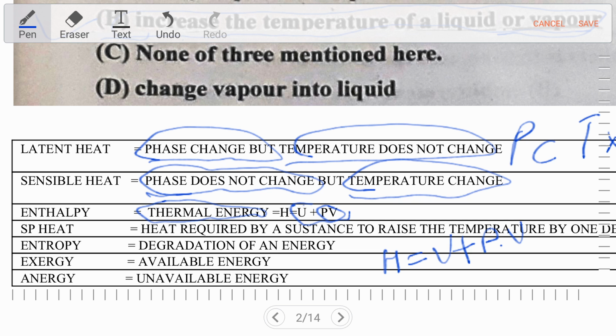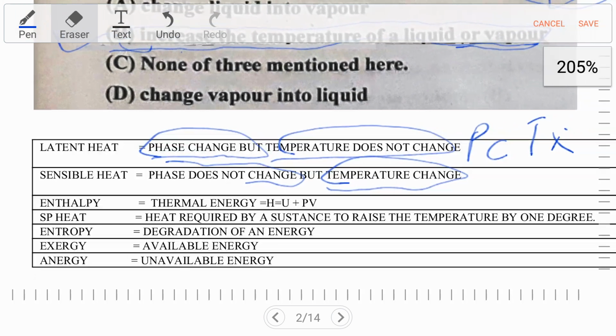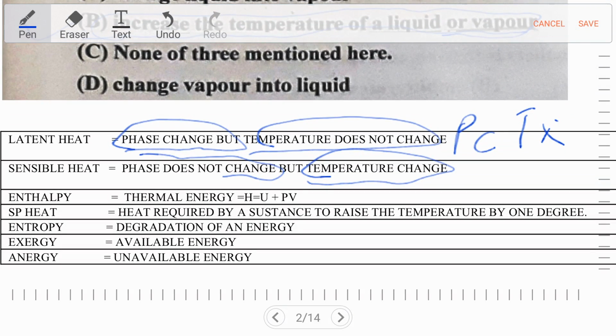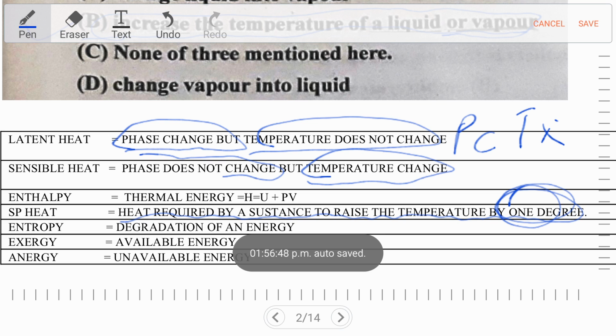Next is specific heat. Specific heat means heat required by a substance to raise the temperature by 1 degree. Keep in mind. Next is entropy, degradation of energy. Yes, the degradation word is very important. Exergy is available energy, and anergy is unavailable energy. These terms are very important for the exam.